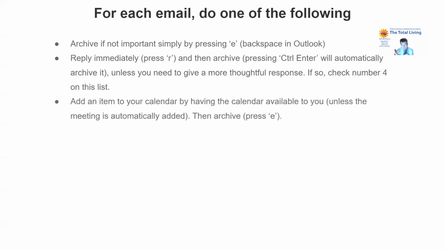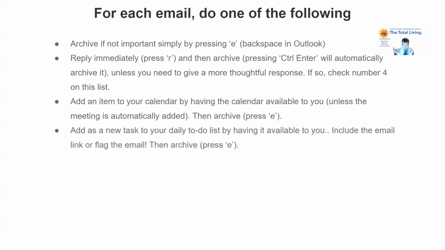Number 3 is add an item to your calendar by having the calendar available to you, unless the meeting is automatically added. Then archive by pressing E. Fourth option, add as a new task to your daily to-do list or weekly view by having it available to you. Include the email link or flag the email. Then archive, press E.